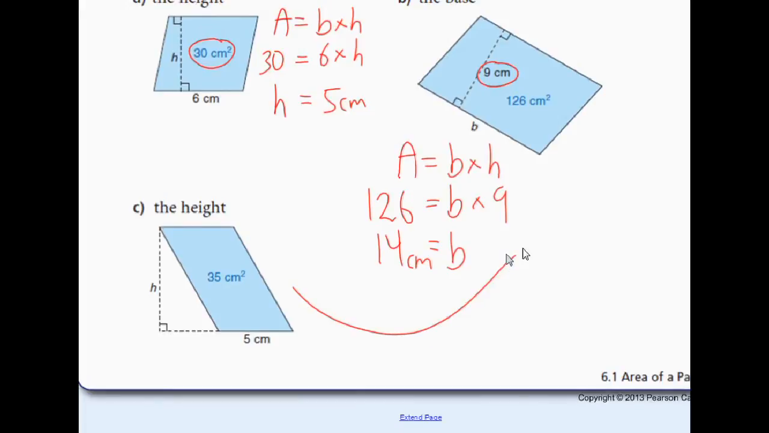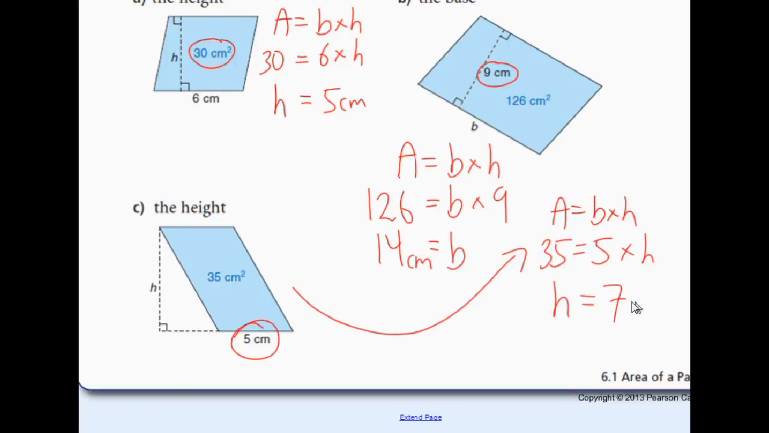And let's go to C. I'm going to work over here, unless I can move, whoops, just erase that. So area for C equals base times height. My area they gave us is 35. My base is 5, so 5 times some height equals 35. Well, that's pretty easy. 5 times 7 is 35. So our height has to be 7.